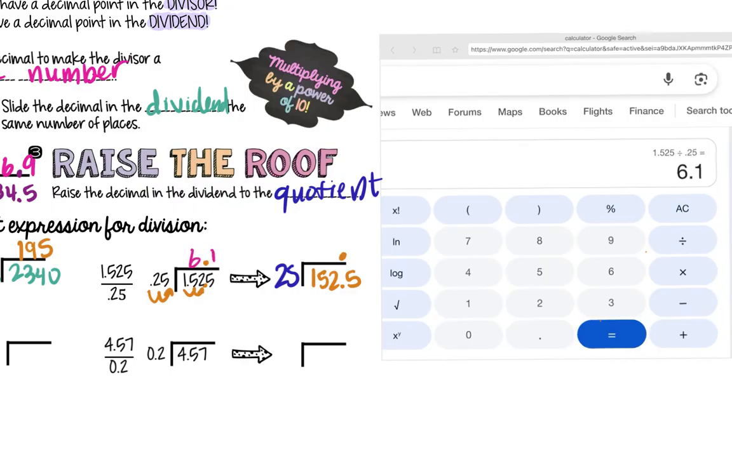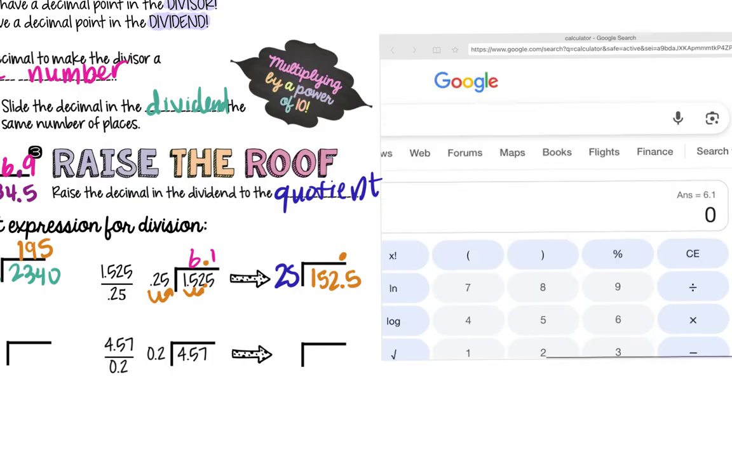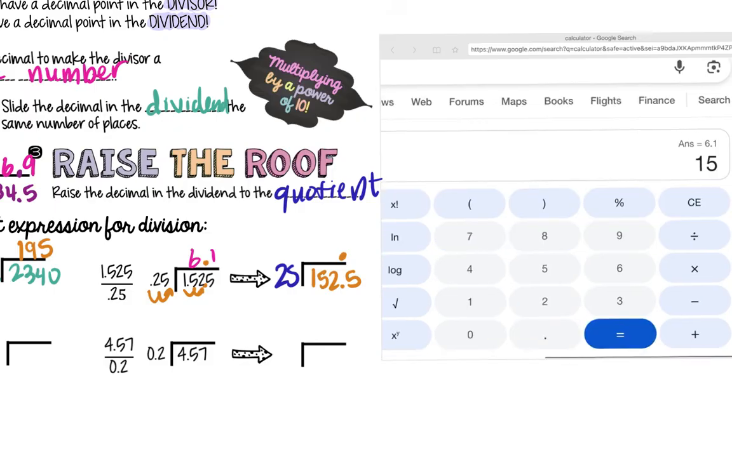Is that the same thing when I make the new problem? So I am going to do 152 and 5/10 divided by 25. It's way easier said than done. And I get, voila, 6 and 1/10. So they are equivalent expressions.